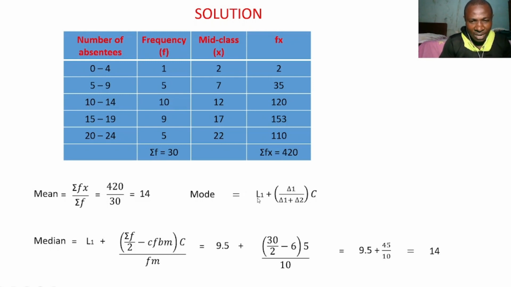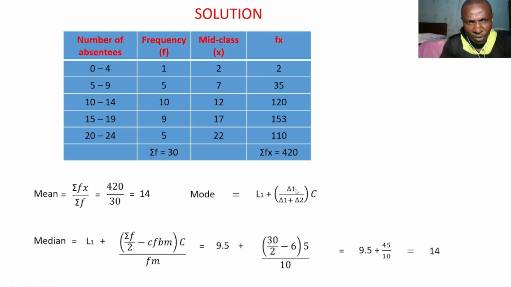Again, in this case, our L1 will be the lower class boundary of the modal class, because we are working on the mode. And since it is still the same thing in this place, remember we said our lower class boundary is 10 minus 0.5. If you subtract 10 minus 0.5, you are going to have 9.5.